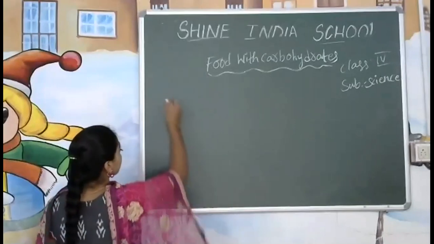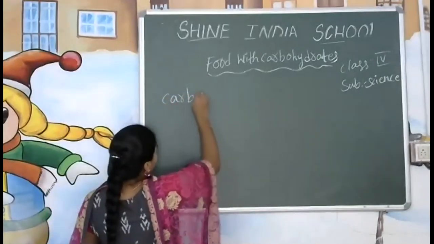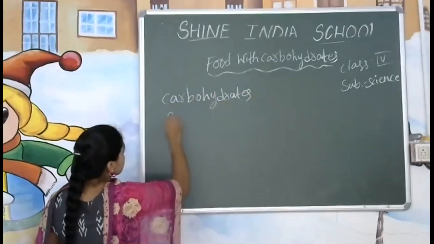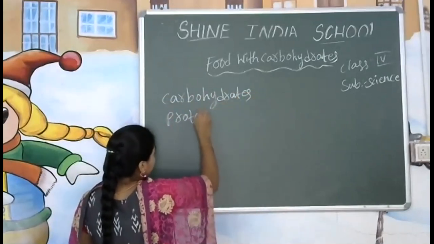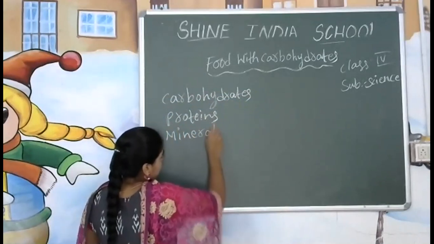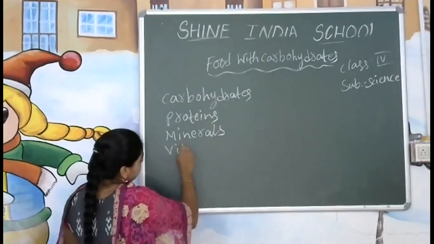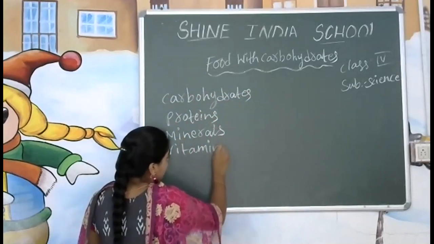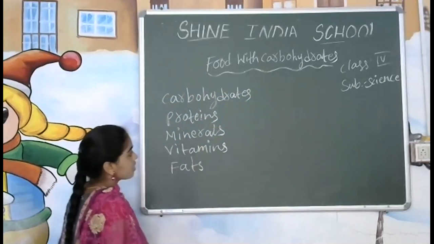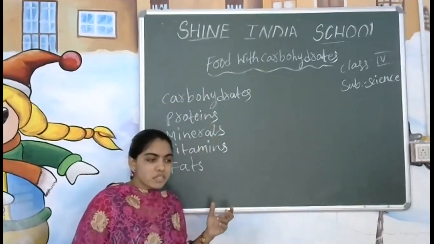What are there in the food? Fiber, carbohydrates, proteins, minerals, vitamins, fats. These are the most common food components.